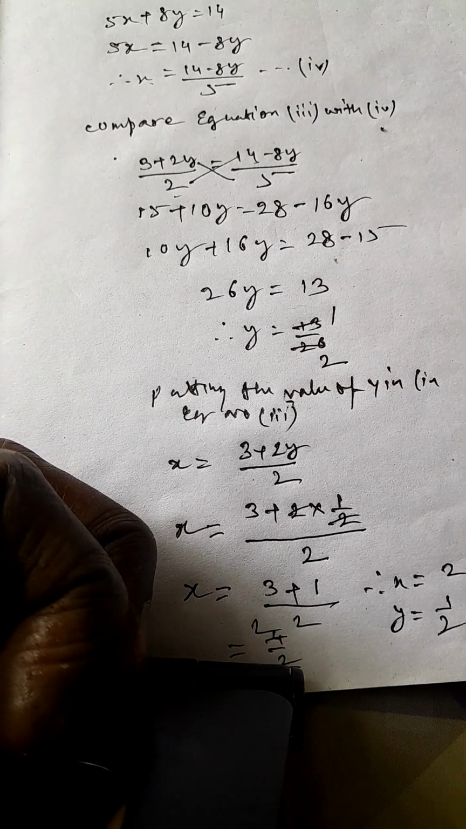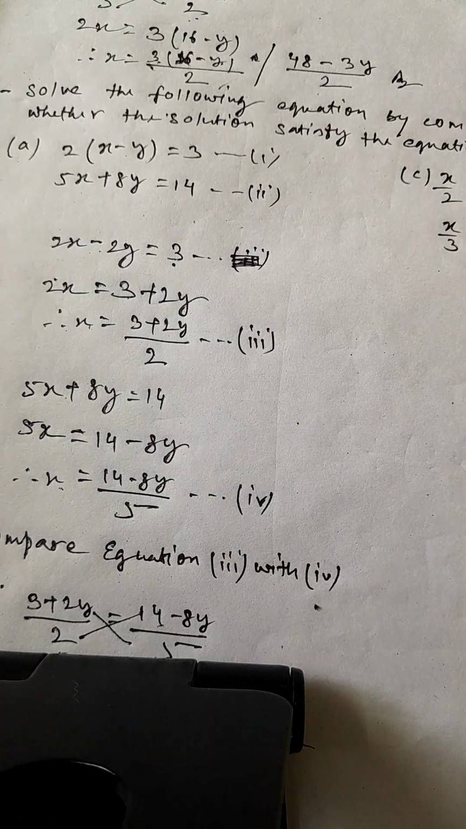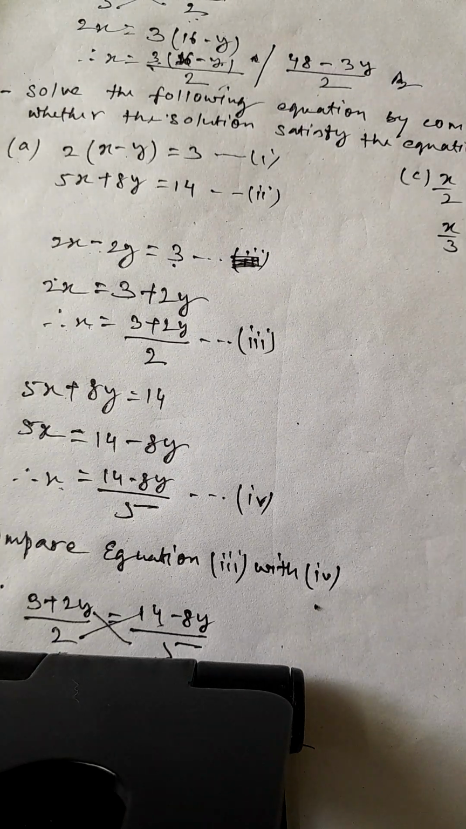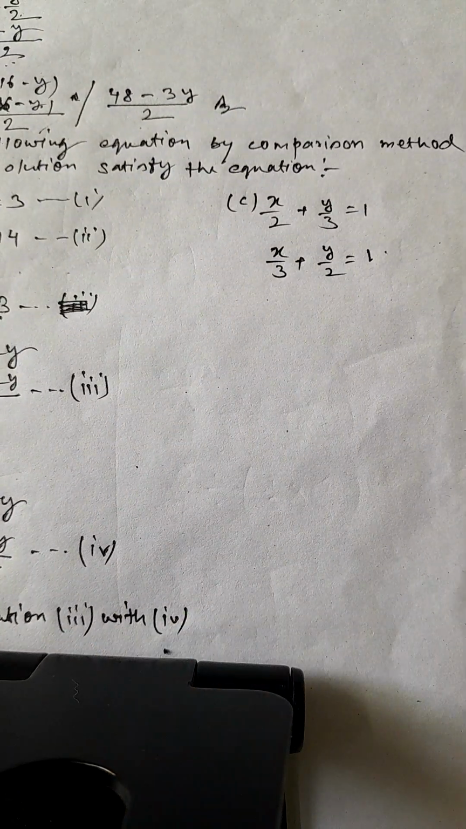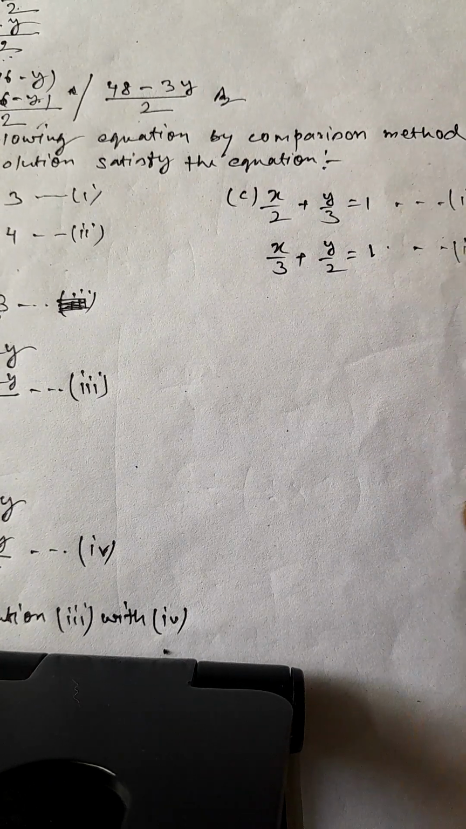Now we are going to solve the next question, question number C. So this is question number C. I am going to solve question number C. Question number C is x upon 2 plus y upon 3 is equal to 1, and x plus 3 plus y upon 2 is equal to 1. So this is equation number 1. This is equation number 2.